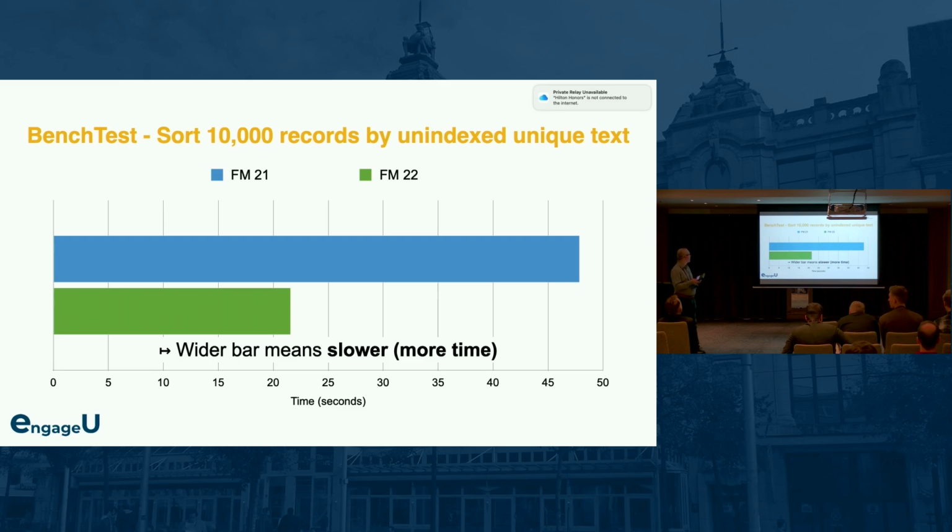But in this case, I was measuring time, and specifically sorting 10,000 records by unindexed unique text field. What I discovered was much faster, like twice as fast in FileMaker 22. So when I was running all the tests, the combined score was similar, but there was this particular one test which surprisingly gave me much better results in 22, even though it was not announced. There was nothing in the release notes saying that sorting has become faster, but I did find it faster.